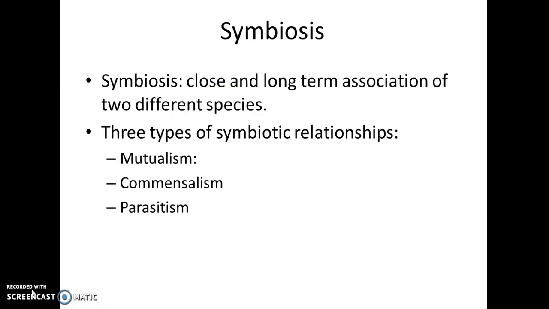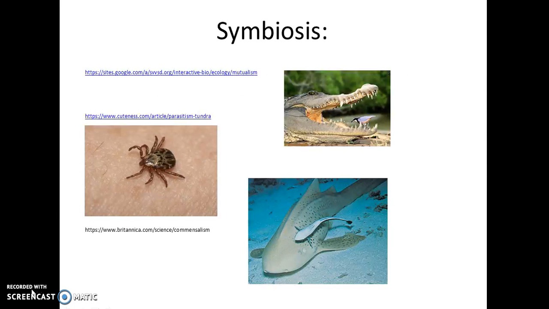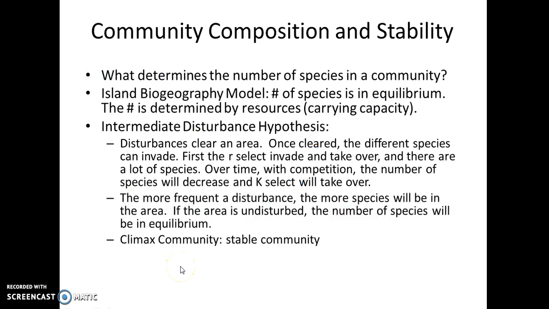Symbiosis is a close and long-term association of two different species, so they work together. Now, there are three types of symbiotic relationships: mutualistic, commensalistic, and parasitic. So mutualism, commensalism, and parasitism. So in mutualism, okay, we have right here mutualism up top, parasitism, commensalism. So what do you mean by those things?